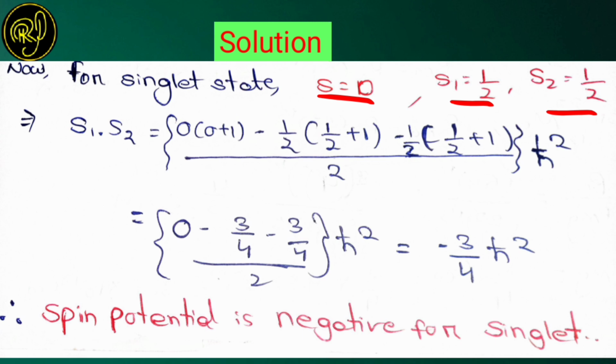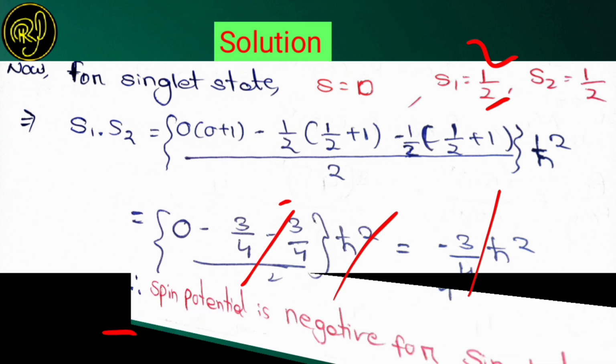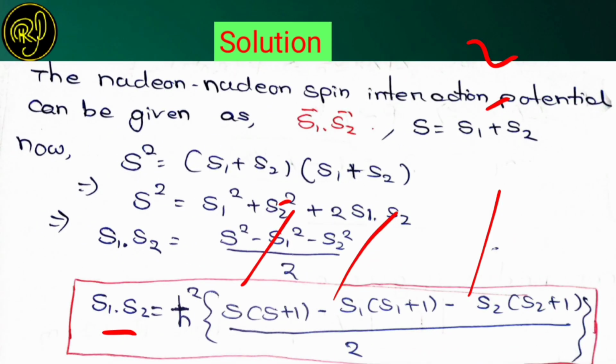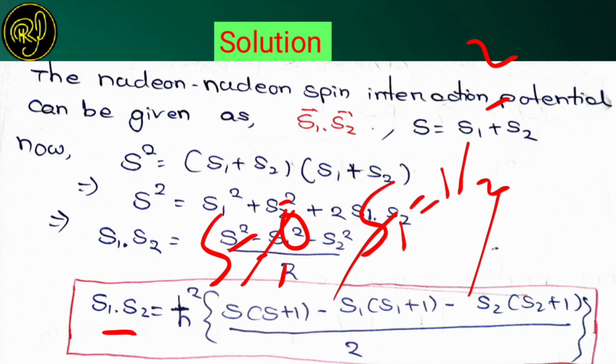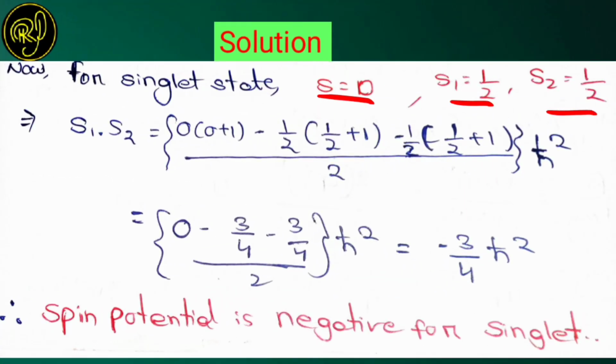For nucleons this spin is half, and their total spin is 0 for the singlet state. So what we will do is simply put the value of S equal to 0, S1 equal to half, and S2 equal to half, and simplify it.